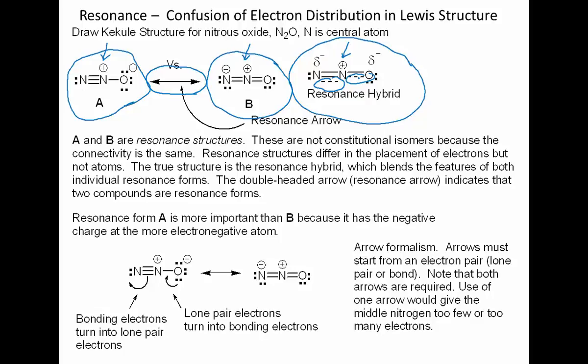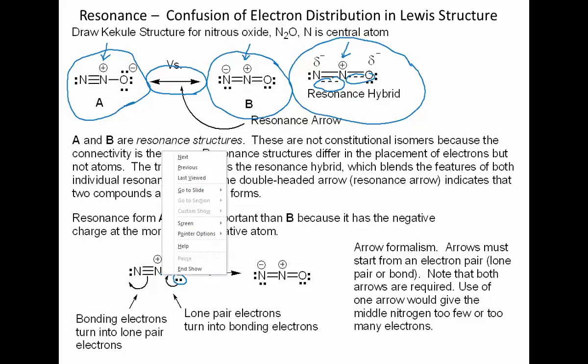and again, interconverting is actually a bad word. They don't truly interconvert. It's just two different representations of the same thing. But organic chemists commonly use something called arrow formalism. And this is how we show that the electrons are moving here. Okay? So if you notice, as A turns into B, this lone pair of electrons is going to become the NO bond.